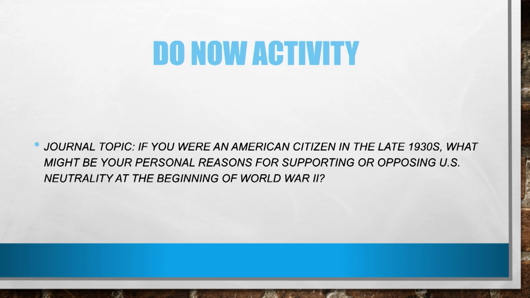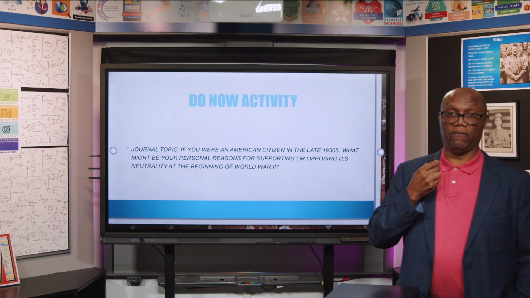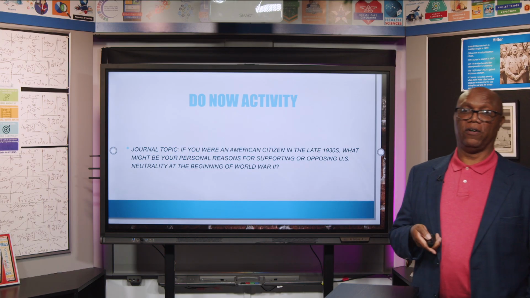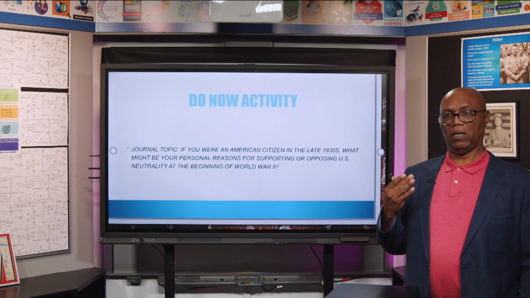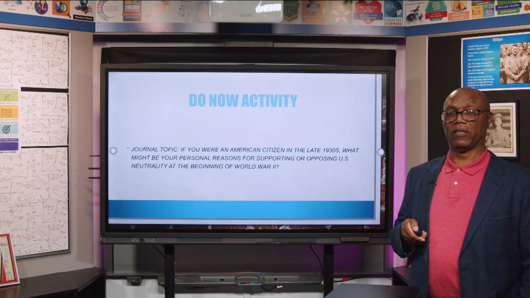Okay, we've given you enough time that you were able to go through and maybe choose a side to formulate an opinion. It says, what might be your personal reason for supporting or opposing the U.S. neutrality at the beginning of World War II? Well, if I were living in the 1930s and answering this question, I think I would be along the same lines as the President of the United States, FDR.